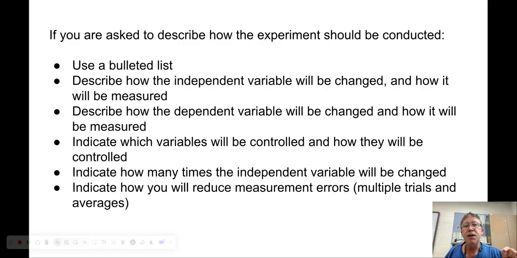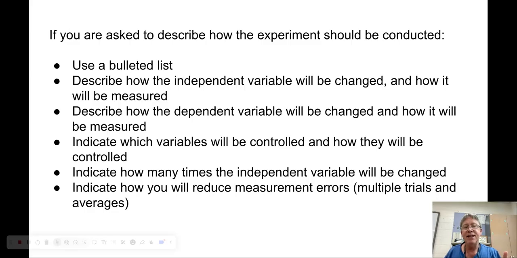You always want to describe in detail how you are going to change and measure your independent variable. And then you want to describe with enough specificity how you are going to measure your dependent variable. Then you want to indicate which variables need to be controlled and how you're going to implement those controls. In this case, I'm going to keep the angle of the track constant. Indicate how many times the independent variable is going to be changed. And by the way, the answer is at least 5 times. The nice thing is you can say, repeat the procedures above 5 more times, changing the independent variable a little bit each time.